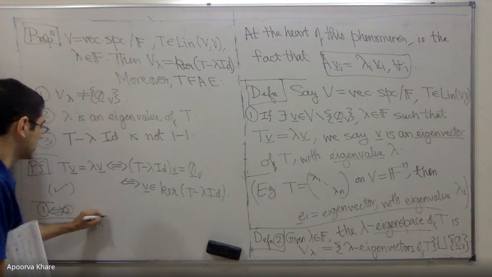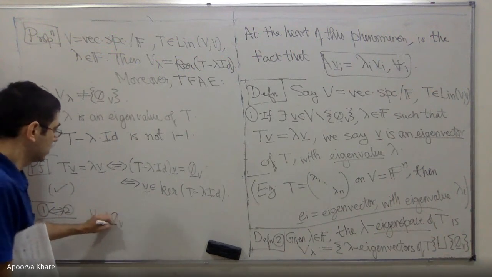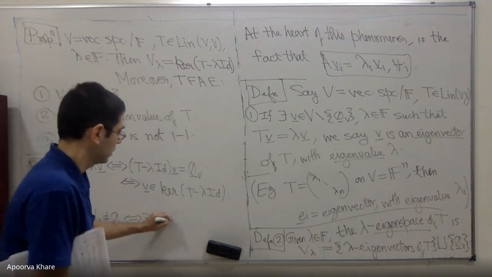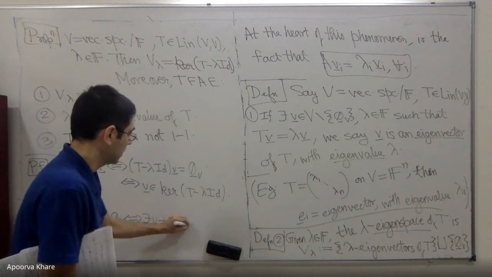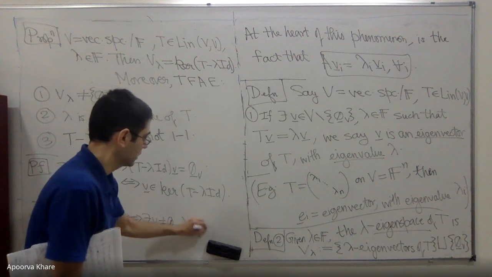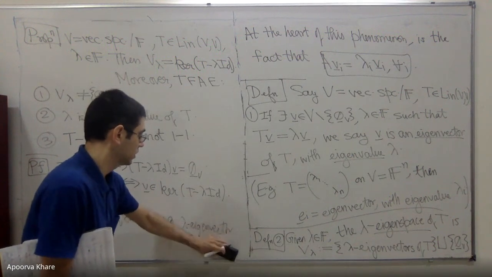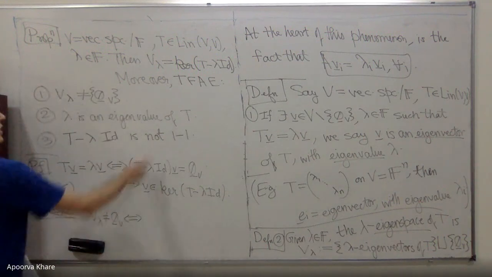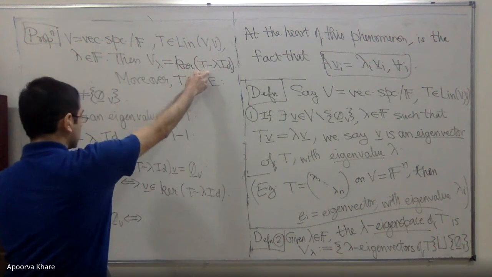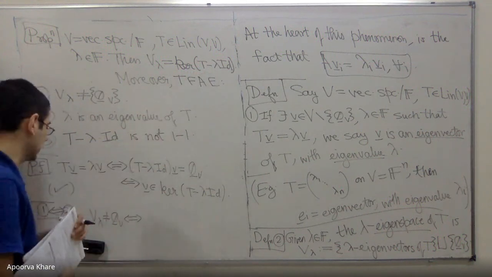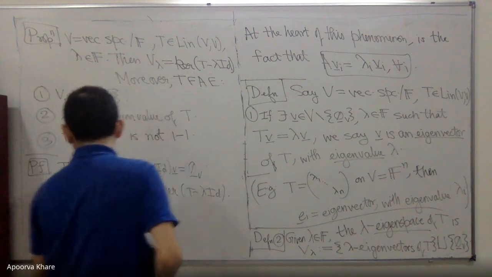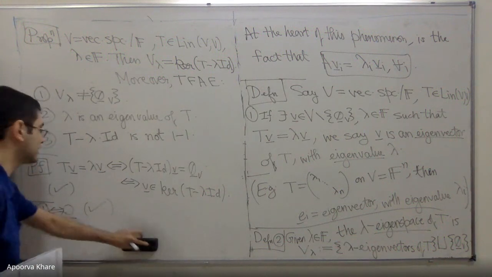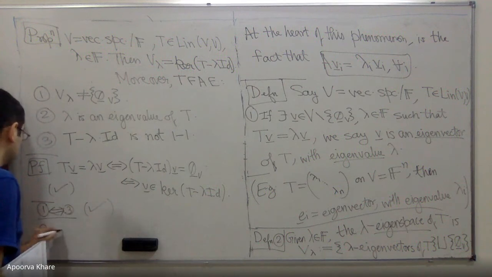So V lambda is non-zero if and only if there exists a lambda eigenvector. Actually, I don't need to say anything more, right? V lambda is not 0 if and only if the kernel is not 0. The kernel is not 0 is the same as saying this is not 1 to 1. This is obvious. 1 implies 3 is obvious because of the fact that V lambda is the kernel. What about 1 implies 2, or if and only if 2?